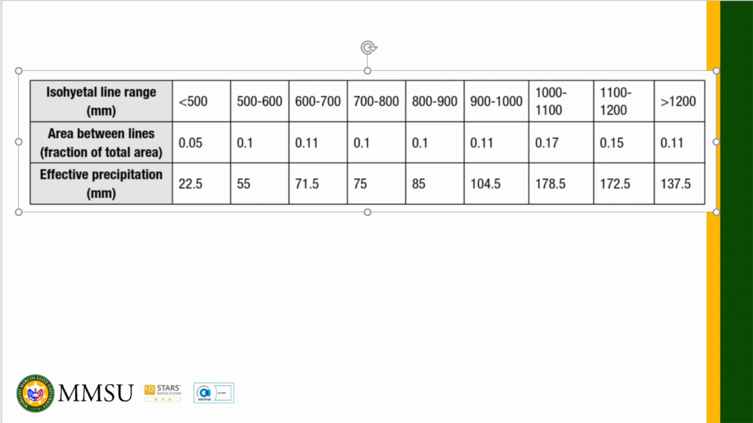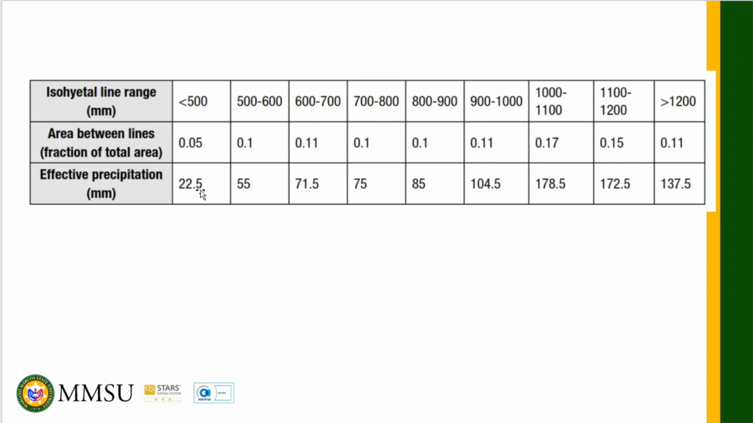So this is now the computed. This is from the book na pinagkuhanan ko ng problem na ito. We don't need to do this, but the area between lines, this is a fractional area. Ibig sabihin ng 0.05, this is actually 5% of the total area. Hindi siya 5.05 square kilometers, but this is 5% of the total area. That is 10%, 11%, and so on. The total should be equal to 100%.